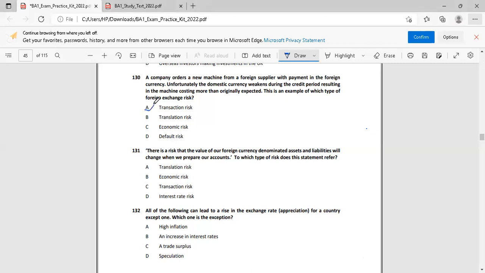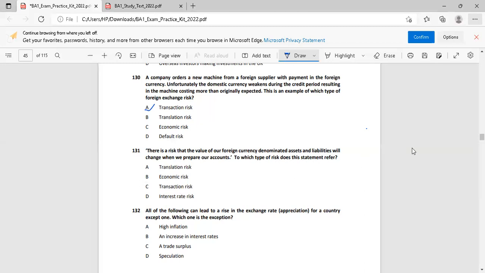It is transaction, because transaction risk. Translation is when investments are made in a foreign country, and when they have to be reported, at that time when they are translated into the domestic currency, any kind of risk arising is translation. Because of long-standing fluctuations in the foreign currency, if that can have an impact on the economic activities, then it is called economic risk.